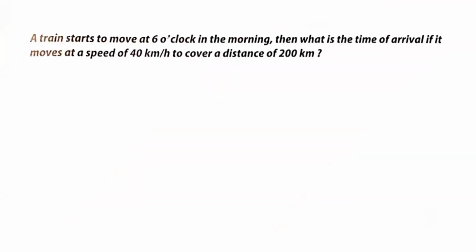A train starts to move at 6 o'clock in the morning. Then, what is the time of arrival? Look here. He is not asking how many seconds. He is asking what is the time of arrival, so you need to write which o'clock, which time. If it moves at a speed of 40 kilometers per hour to cover a distance of 20 kilometers. So I will find the time.